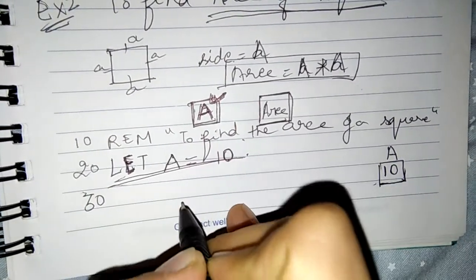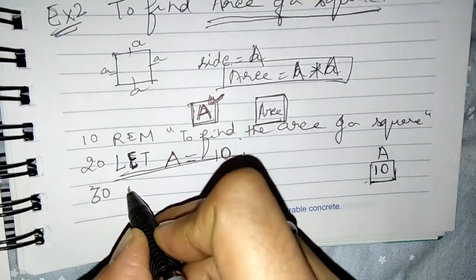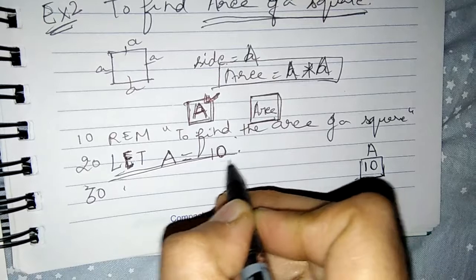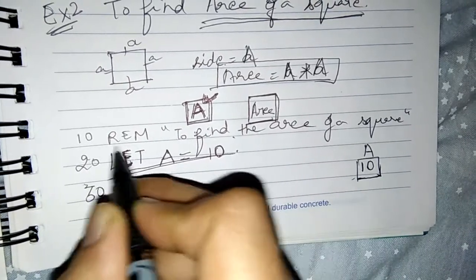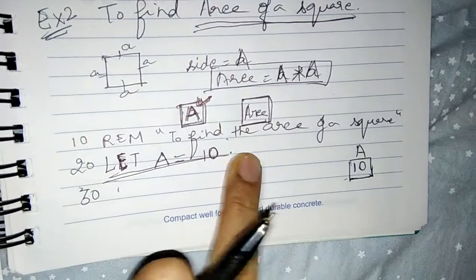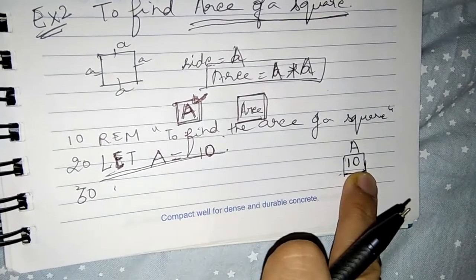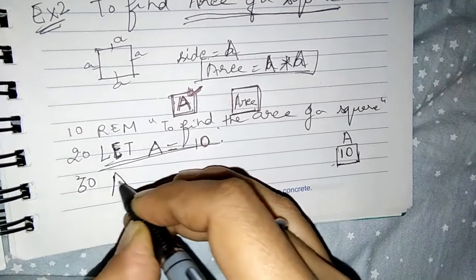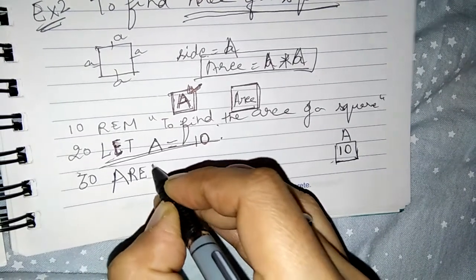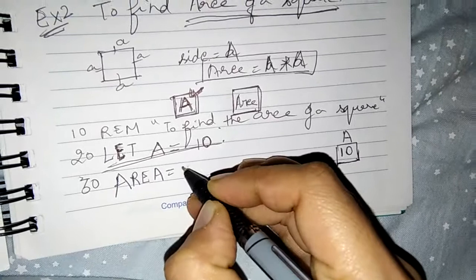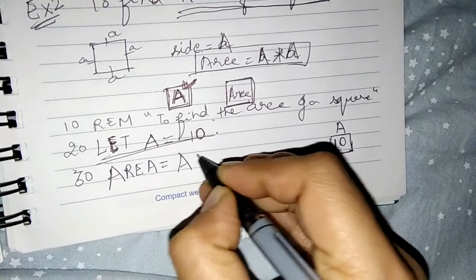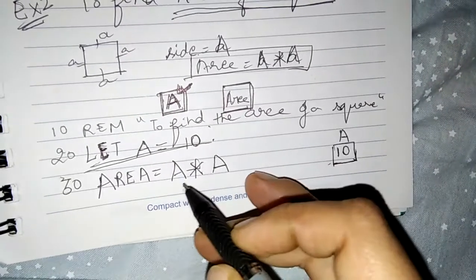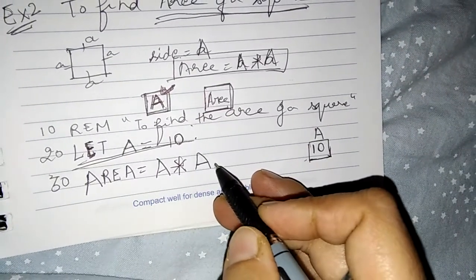Now let A is equal to 10, this is the input part or the initial value part, storing values to the variable I have taken. Then the process part. In process I have to apply the formula. I am using the variable area. I will use a formula A asterisk A, that is A square.